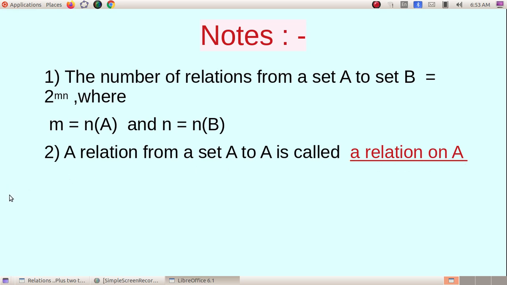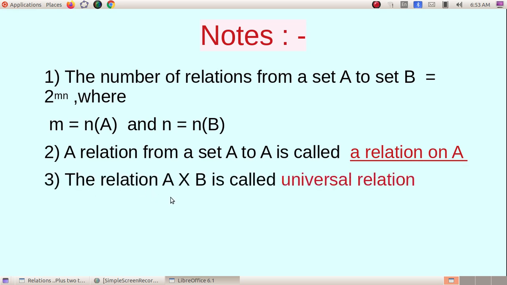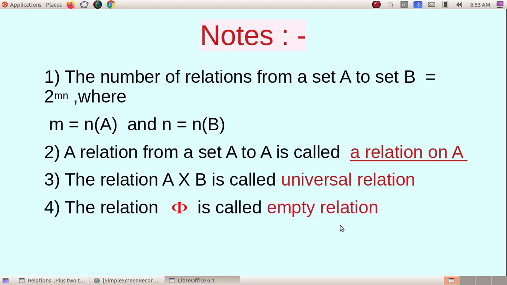And the third point: what is the name of A cross B or A cross A? It is called the universal relation, as we mentioned earlier, and the relation phi is called what? The empty relation. A cross B is called the universal relation, phi is called the empty relation, a relation from A to A is called a relation on A, and the number of relations equals 2 raised to the number of A into the number of B. These are some important facts relating to relations.